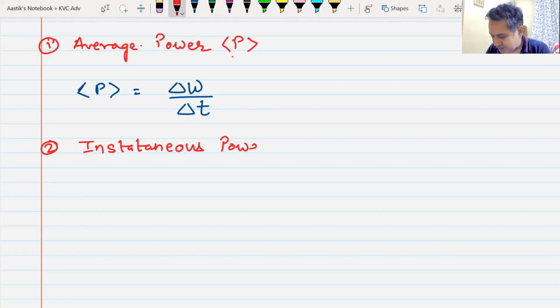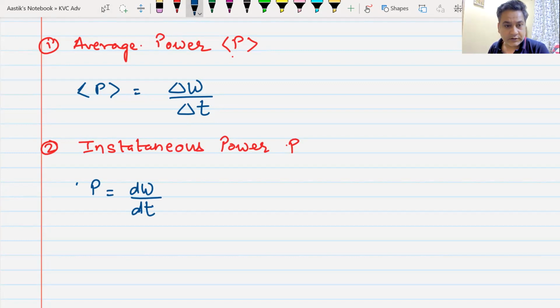If you have average power which is between 2 points, then you have instantaneous power, denoted by the letter P. When I talk about instantaneous power, it is the power at any instant. Do we understand this? Yes, sir. So instantaneous power becomes dW by dt. Do we understand this?